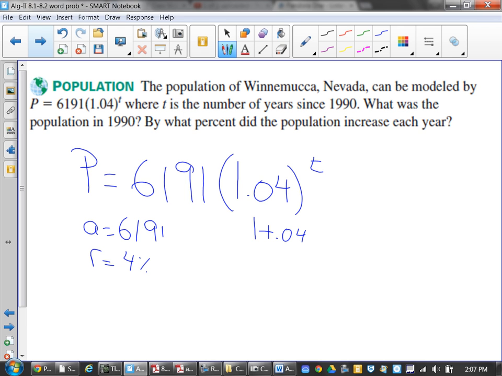By what percent we did all that. So what would happen if I wanted to know the population in the year 2017? So what would your T be then? 17. So what do you think you need to do? You have to use your calculator, because you can't do this without a calculator, can you?